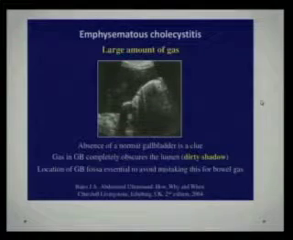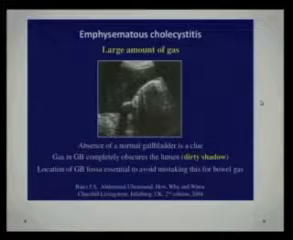When there is a large amount of gas, you don't see the gallbladder. All you see is a bunch of air. That is another cause of non-visualization of the gallbladder. Absence of normal gallbladder is the clue that you don't see a normal gallbladder, and the gallbladder has not been removed. Gas in the gallbladder completely obscures the lumen, and this is the dirty shadowing.